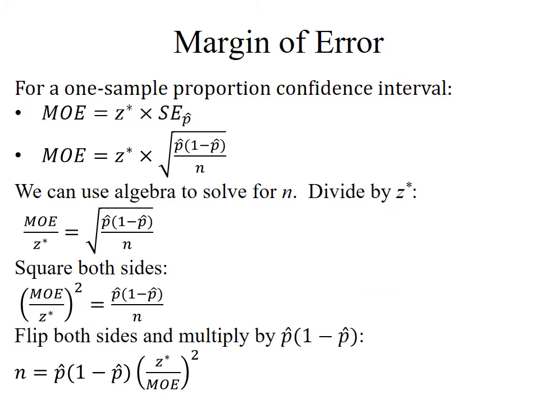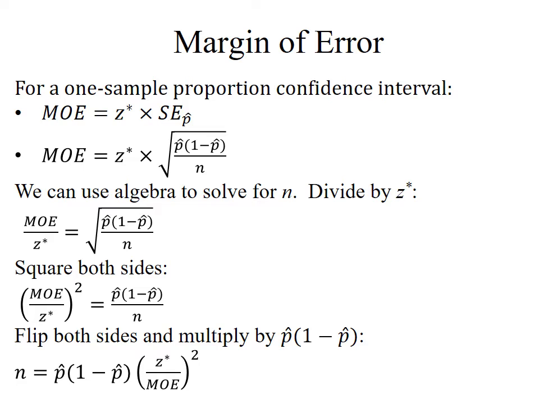So this goes back to our margin of error for these types of confidence intervals. We know that for a one sample proportion confidence interval, the margin of error is z star, our critical z value, times the standard error, and that standard error is the square root of p hat times 1 minus p hat over n. Our goal here is to solve for n. So let's do a smidgen of algebra. First, we divide both sides by z star. Now on the left-hand side, we have margin of error over z star equals the square root of p hat times 1 minus p hat over n.